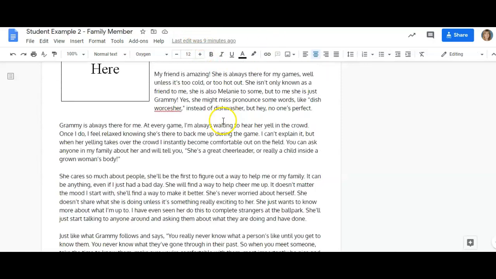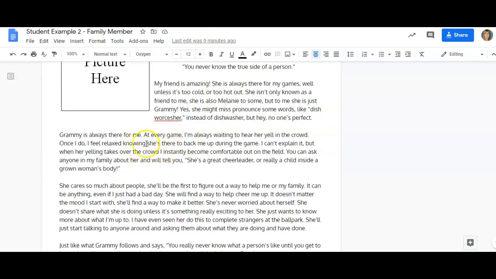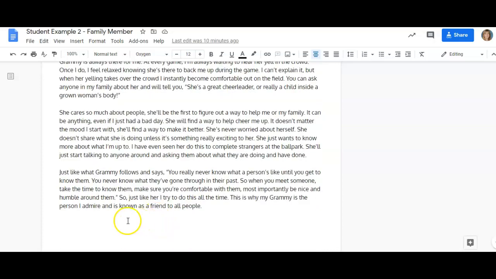So you're going to notice this author has an introduction. Paragraph number 1 is about the first characteristic. Paragraph number 2 is about the second characteristic. And we're going to have a concluding paragraph. Just like what Grammy follows and says, you really never know what a person is like until you get to know them. You never know what they've gone through in the past. So when you meet someone, take the time to get to know them. Make sure you're comfortable with them. Most importantly, be nice and humble around them. So just like her, I try to do this all the time. This is why Grammy is the person I admire and is known to be a friend to all people.